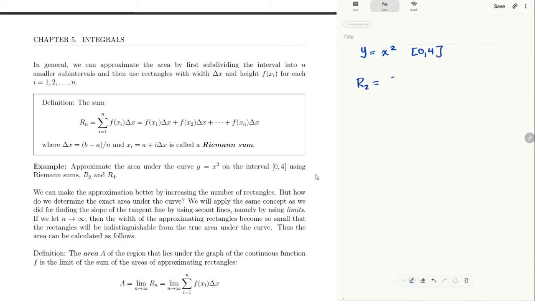So R2 is given by the sum from i equals 1 to 2 of f of xi times delta x. So what we need to do is calculate the width of the rectangle, delta x, as well as the x coordinates, xi. So if you were to write out the sum, this is given by f of x1 times delta x plus f of x2 times delta x.